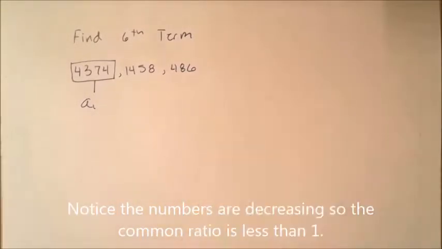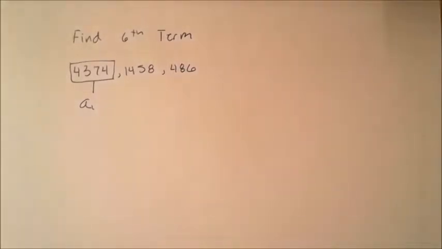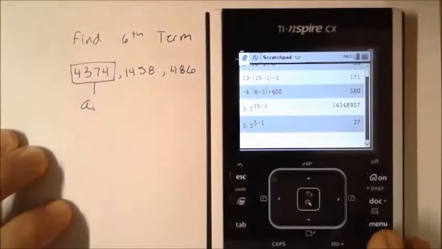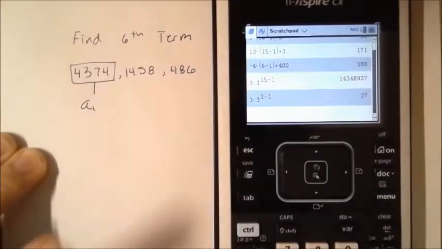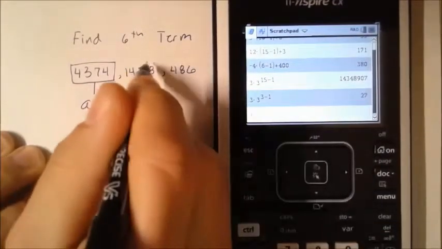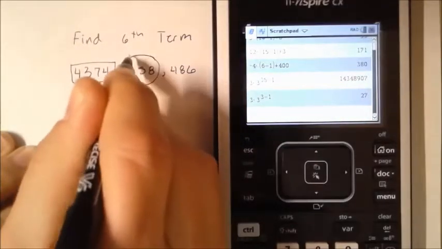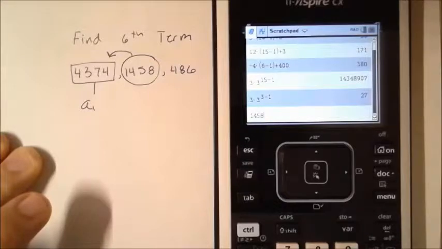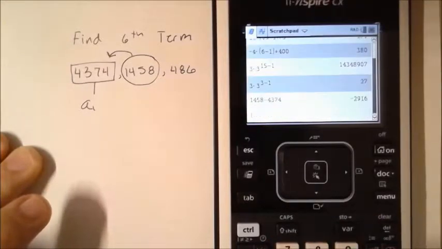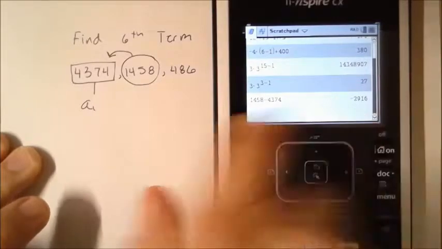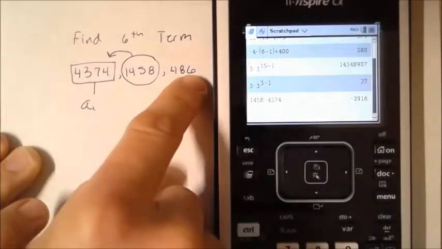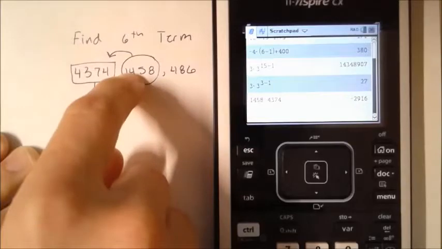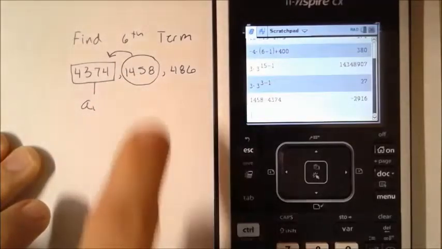Now, if you're looking at this going, well, I can't tell that it should be a common ratio, we could rule out an arithmetic sequence by simply subtracting. We could take this number right here and subtract the other number from it. So if I did 1458 minus 4374, it's 2916. To verify it's not an arithmetic sequence, I can now take 486 and subtract 1458 from it.